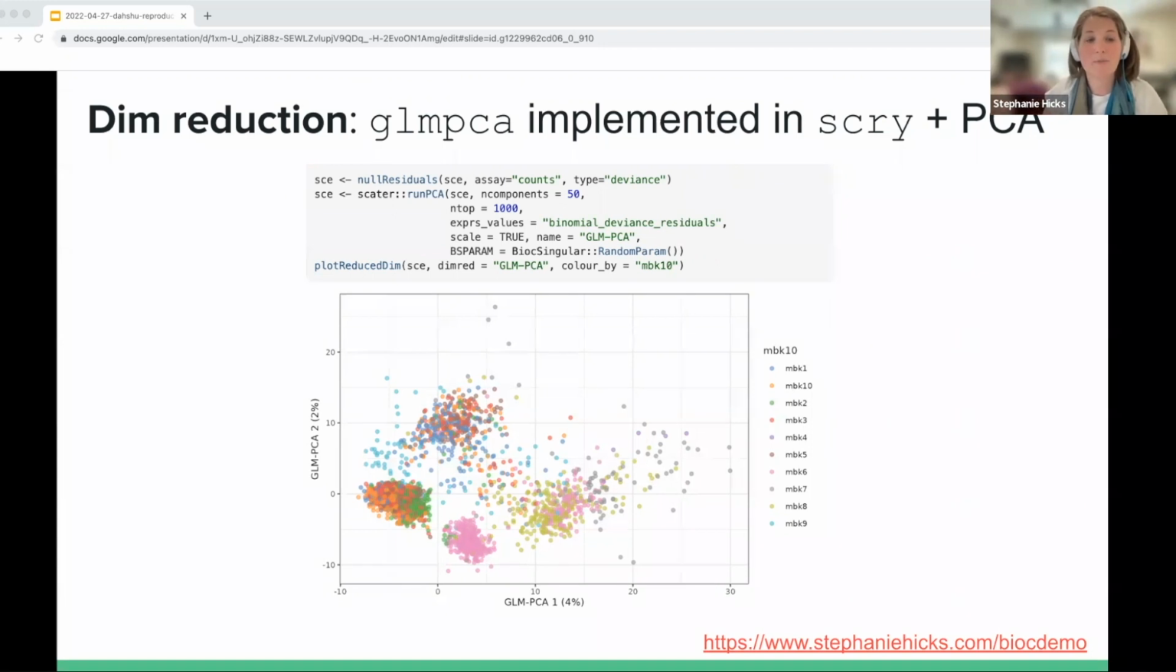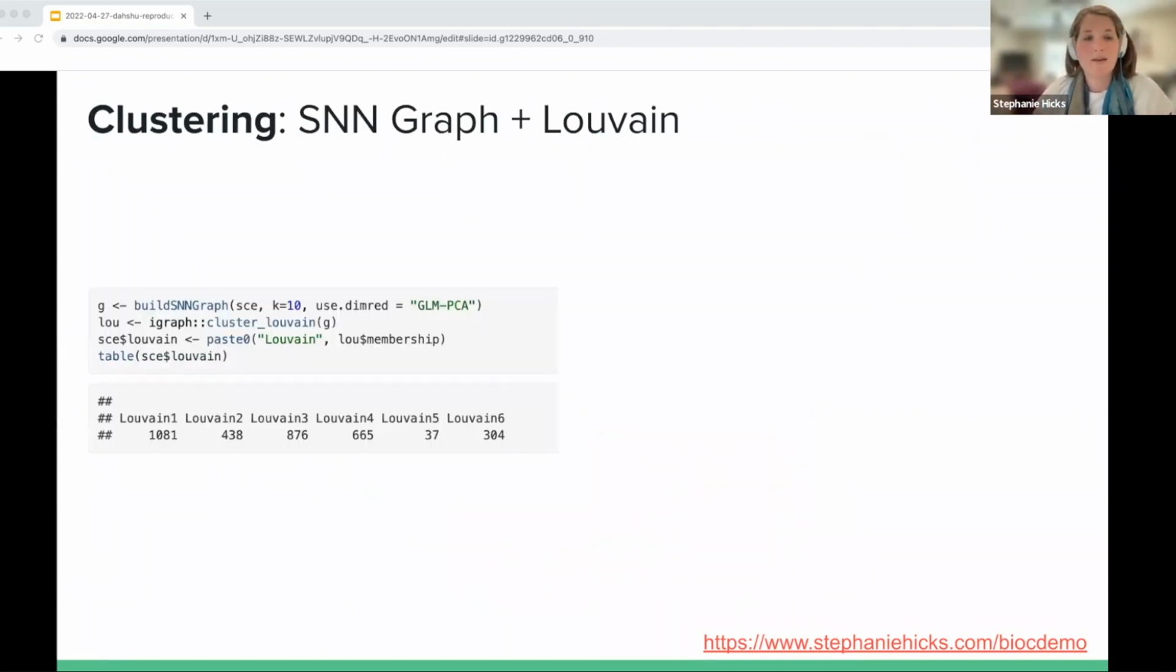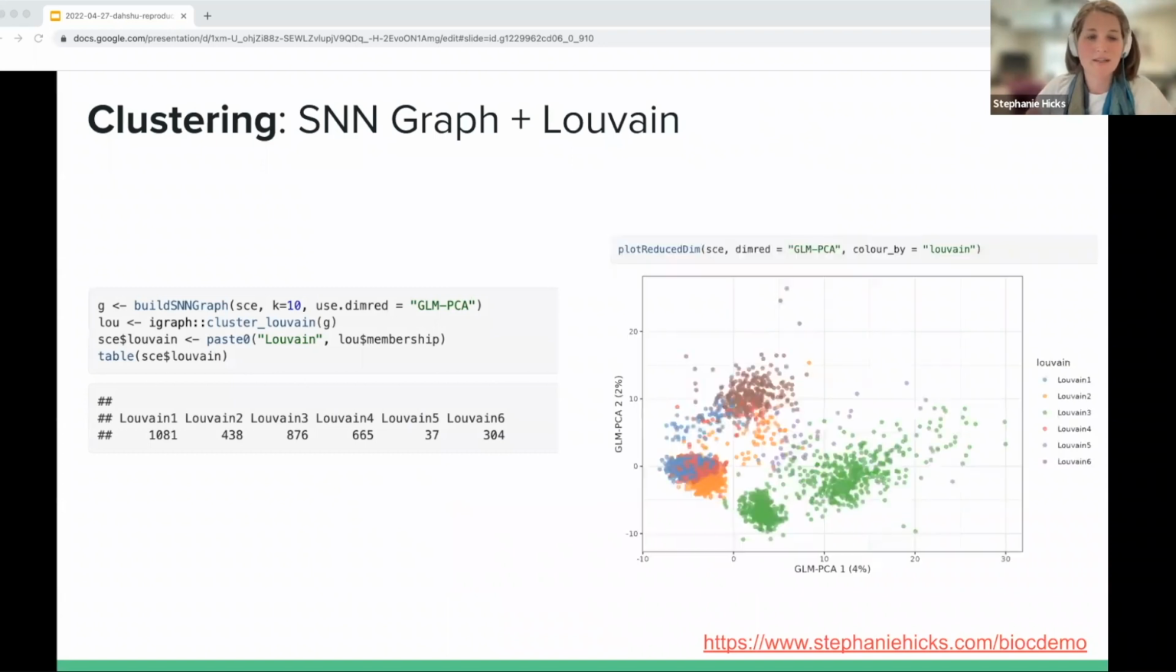And so the combination of null residuals and PCA is what I use in practice to do quote unquote glm-pca, or approximate glm-pca. And that's what I'm showing you along components 1 and 2. It's the cells plotted in the glm-pca components 1 and 2 space. And you no longer see these elongated shapes that you saw for PCA. And then we combine that with clustering. So I'm no longer going to show you anything about PCA. I'm only going to show you the glm-pca results.